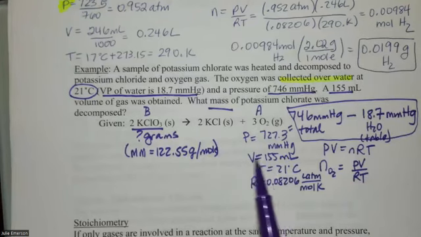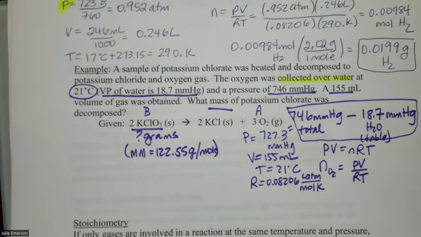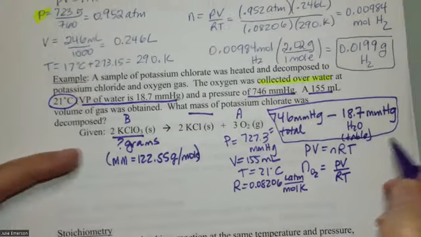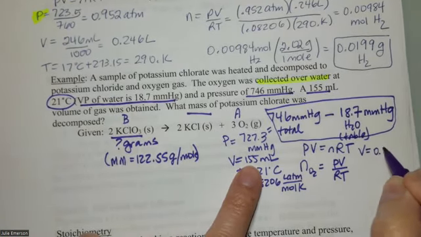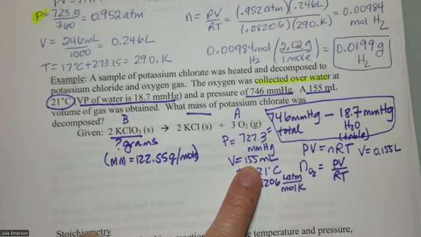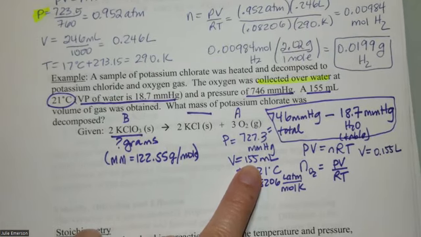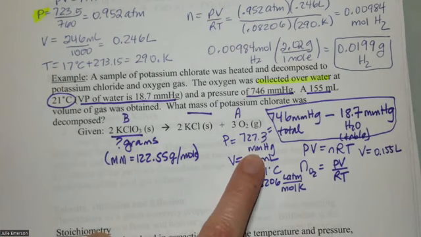And of course, ours is not. It's in milliliters. All right, so we're going to come over here and make volume in liters after dividing by 1,000. It's 0.155 liters, just moving the decimal 3 spots to the left. Pressure has to be in atmospheres.